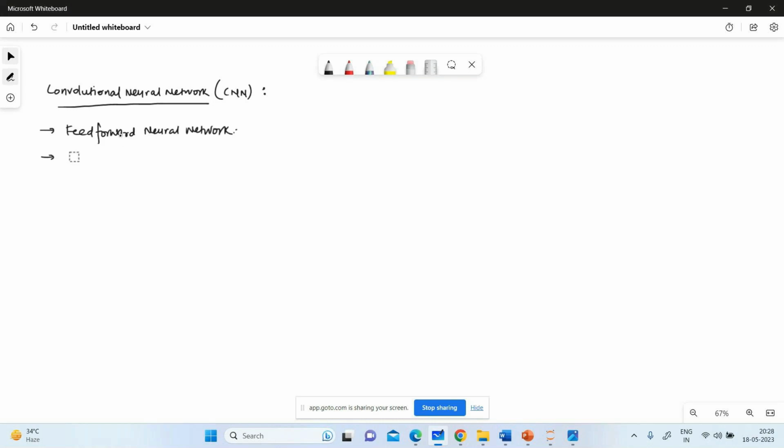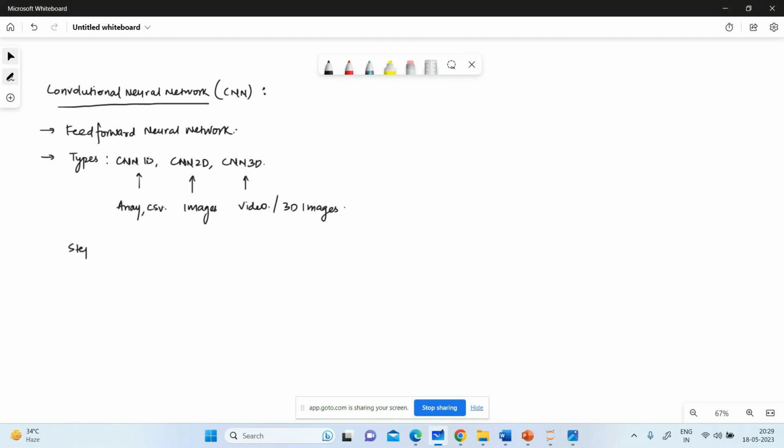Different types of CNN. The types are CNN one dimension, CNN two dimension, CNN three dimension. CNN one dimension is used for a 1D array or CSV files. CNN 2D is used for images. CNN 3D is used for video analysis, 3D images. These are your three types.